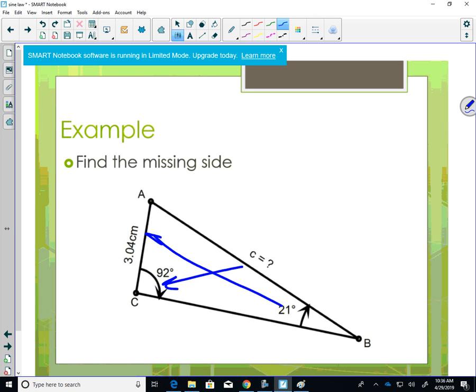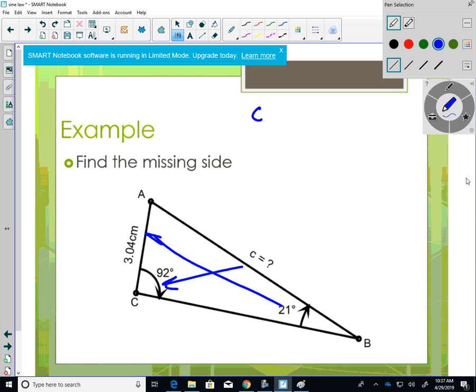So I always say, do you guys want the easy way out? Put the thing you're looking for first. The very first thing you do is put c. So it's going to be c over what? Sine C. Sine big C.